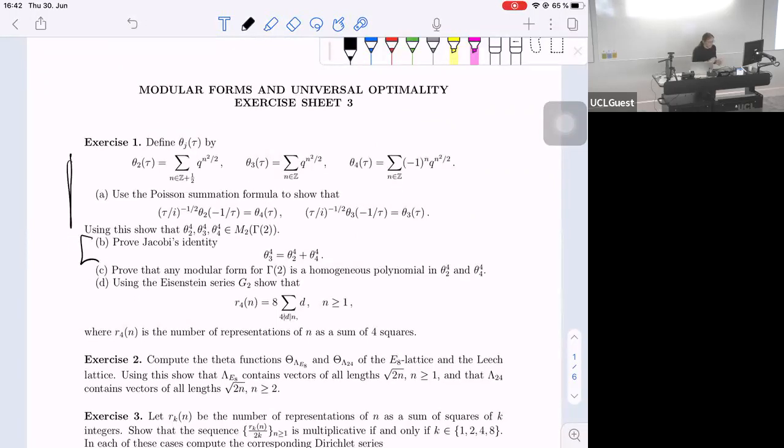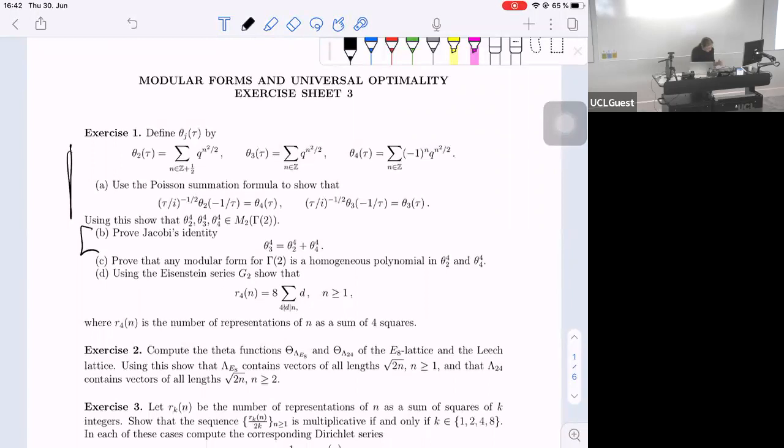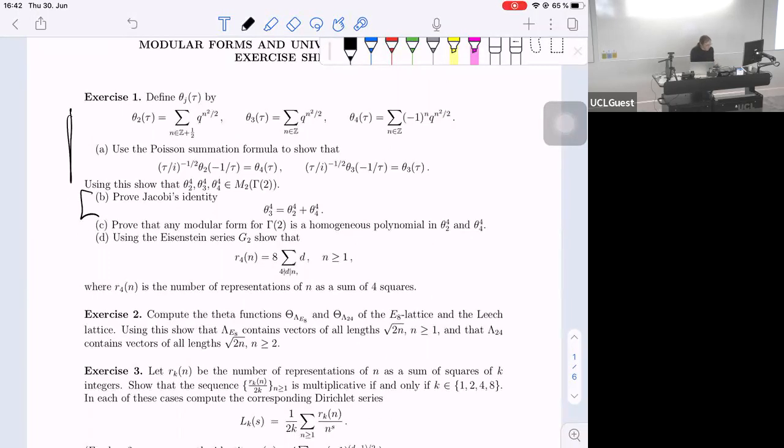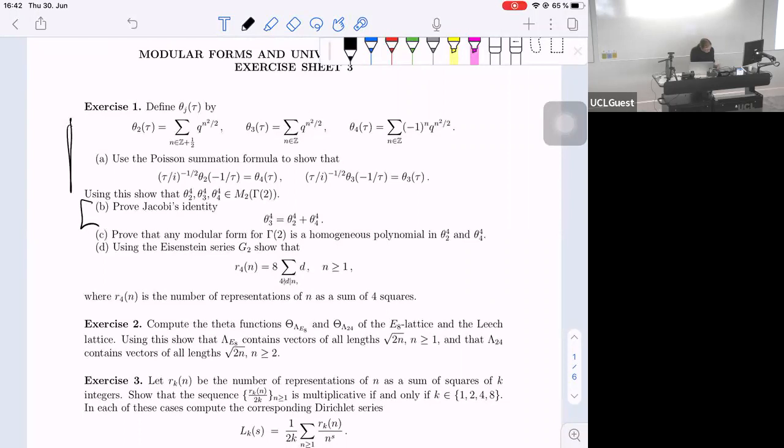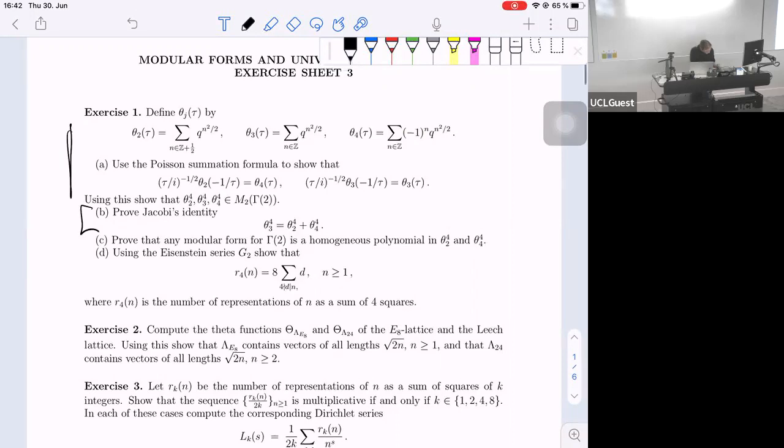Part B, as I indicated at the start, is just a direct verification. The idea is that you know theta 2, theta 3, theta 4 are all modular of weight 2 for gamma 2. You know from the dimension formula that it has dimension at most 2, so there has to be some relation. And then you can just set up the linear algebra by writing down exactly what theta 2, theta 3, theta 4 look like, or what their fourth powers look like.